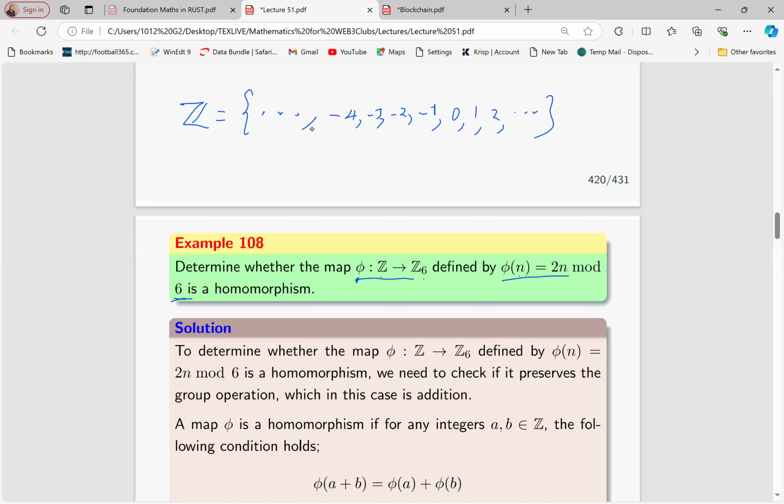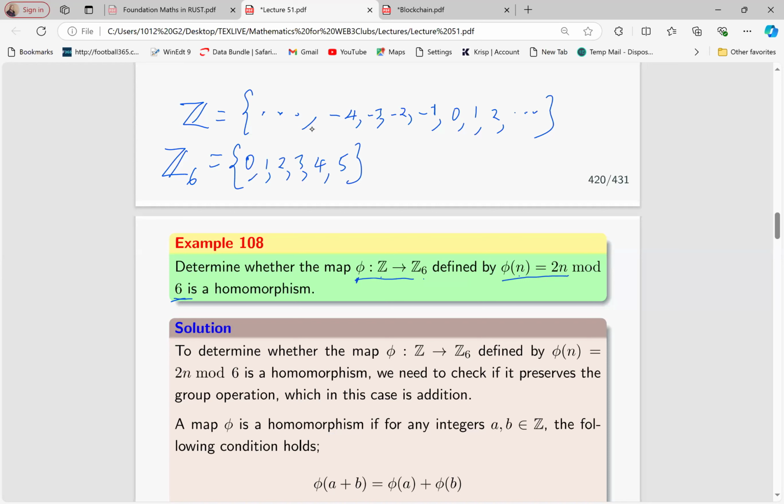So those are integers. What about Z6? Z6 are also integers, mod 6. These are integers mod 6, but this one is 0, 1, 2, 3, 4, then 5. This is what we mean by Z6. Those are integers mod 6.